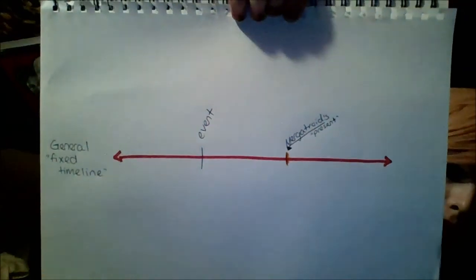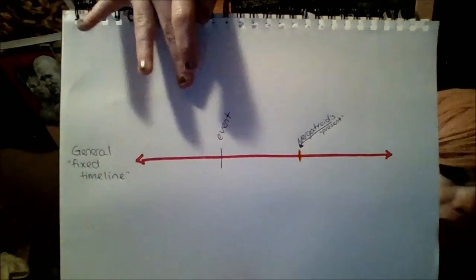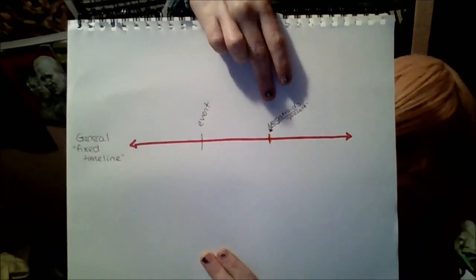And to begin, the fixed timeline. While we know how the Doctor experiences time might be wibbly-wobbly, there's a sort of fixed timeline, even though the actual lines within it can get kind of squiggly. Here I have what I'm going to call the general fixed timeline. What you have is an event here and a person here who I'm going to call Murgatroyd.